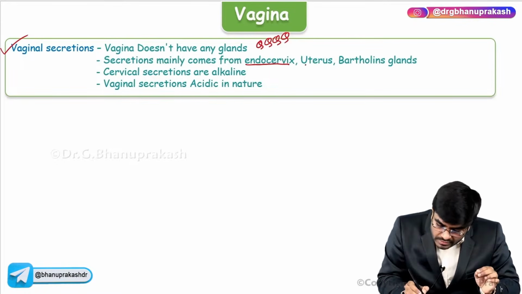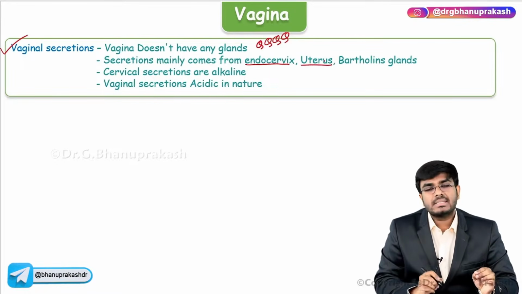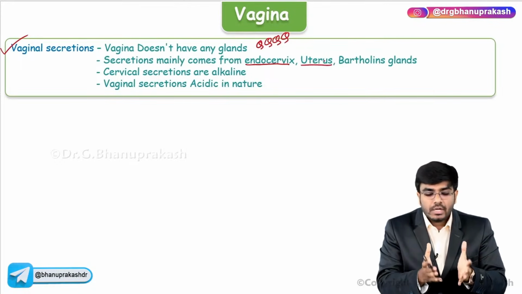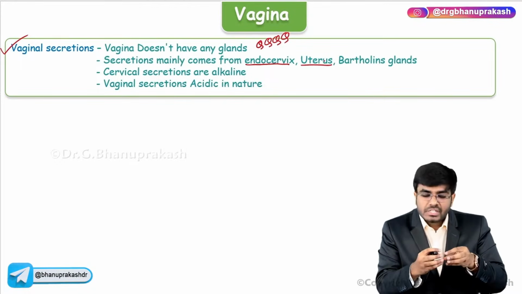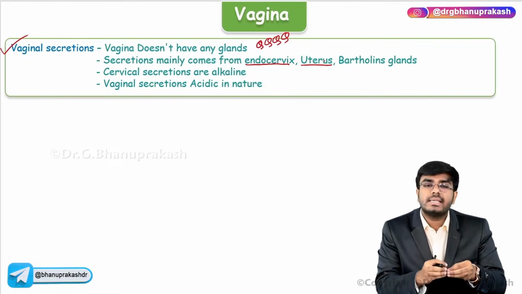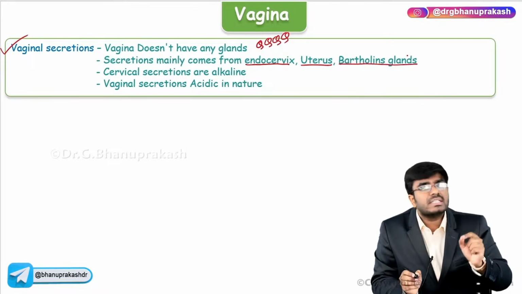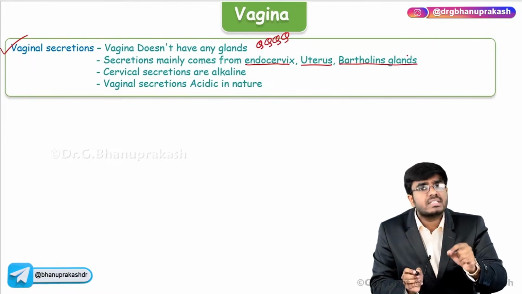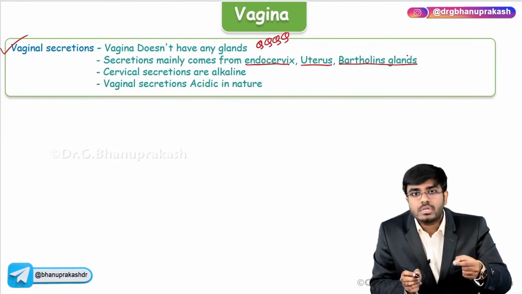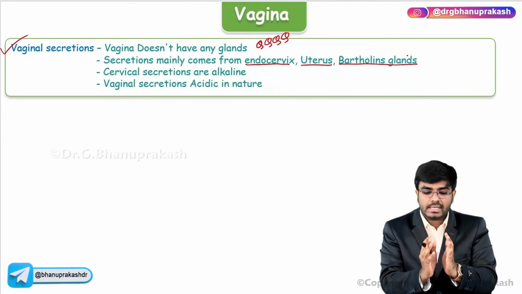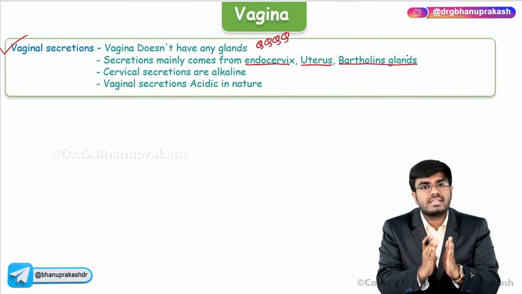Okay, so from the endocervix, from the endometrial glands, in the uterus there will be endometrium, right? So from the endometrium the secretions are coming into the vagina, from the cervix secretions are coming into the vagina, and even from the Bartholin's gland. Bartholin's glands are not present in the vagina. Bartholin's glands are present in the superficial perineal pouch. So from different places all these secretions are gathering in one place, that's the vagina.